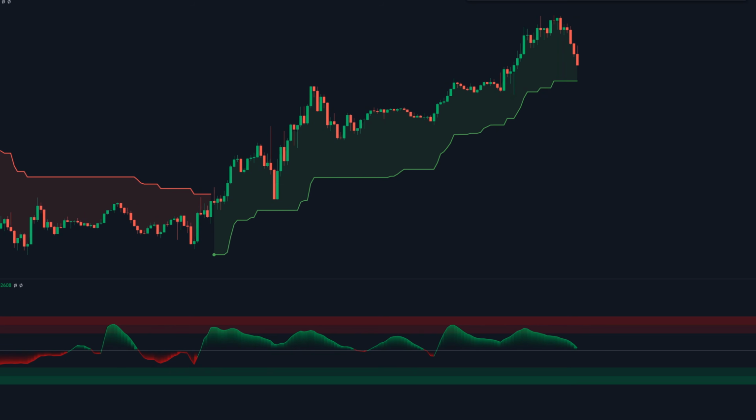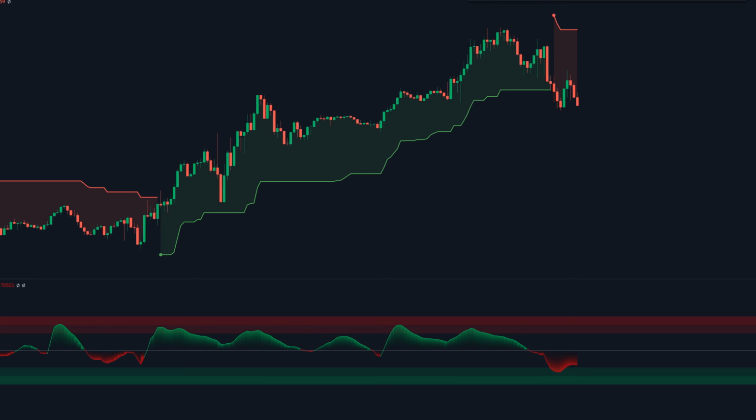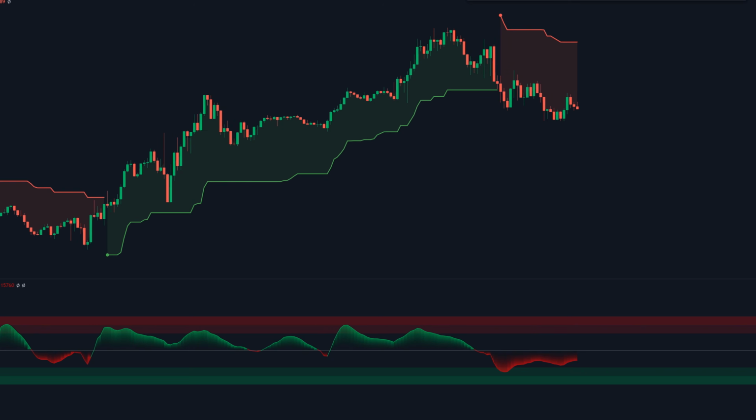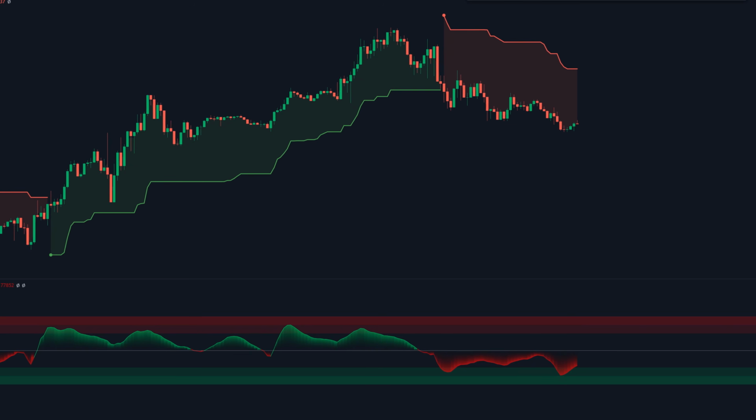If you're interested in this particular trading indicator, you can check it out on TradingView and see what other settings and strategies you can come up with.